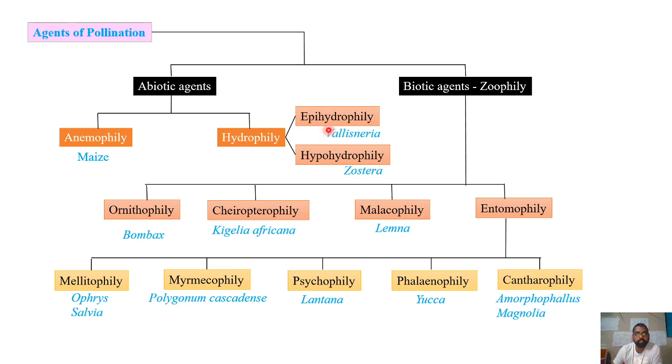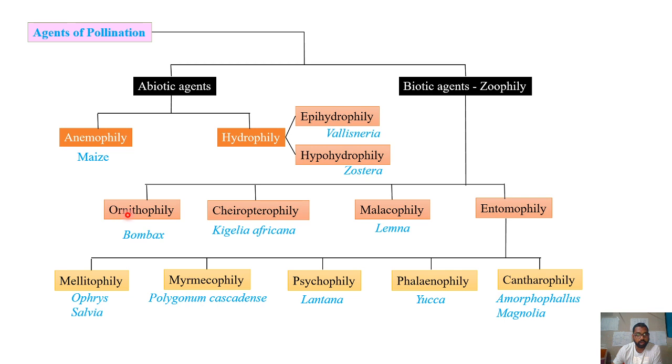When water is the agent of pollination, it is called hydrophily. Again, it is of two different types. Epihydrophily, that you can see in Vallisneria. Hypohydrophily can be seen in Zostera, that is seagrass. Zoophily is again classified into different types depending on which animal is involved in the pollination process.